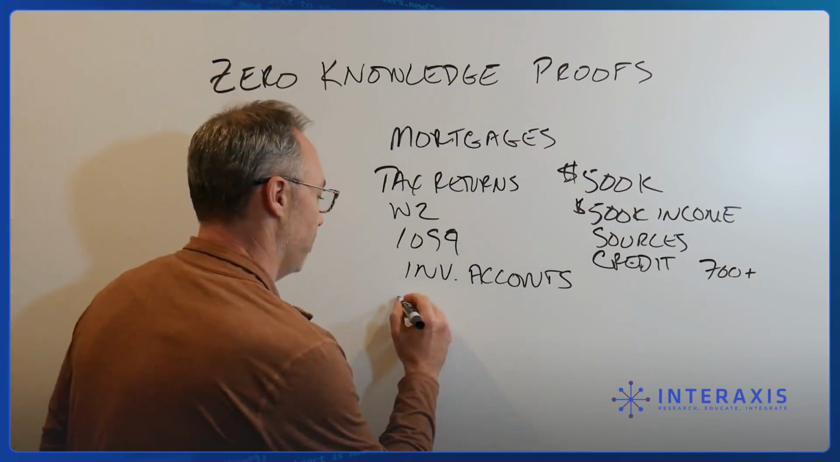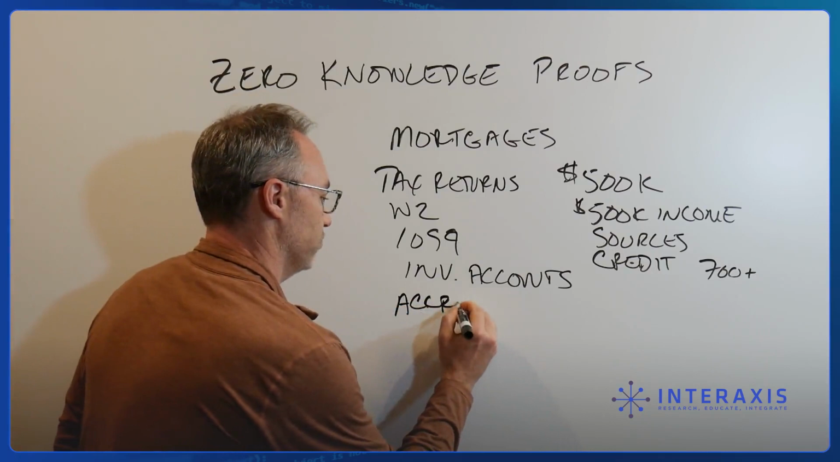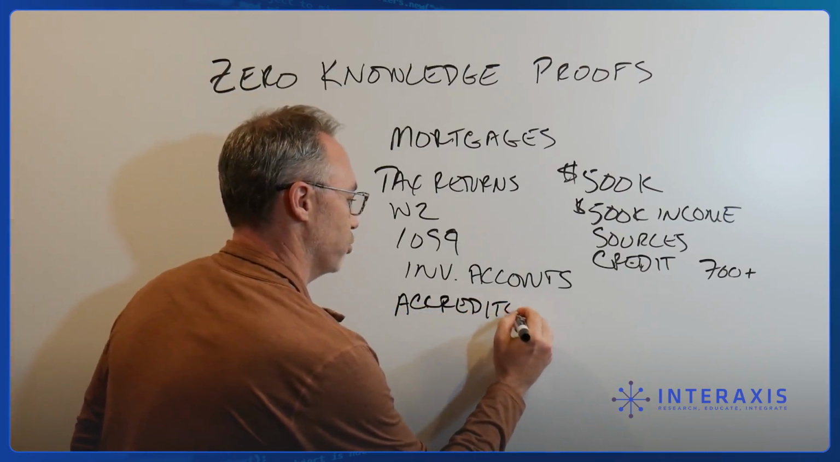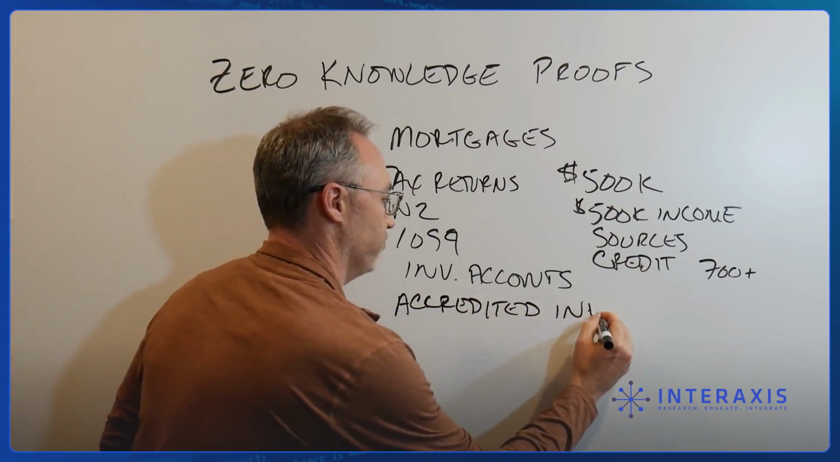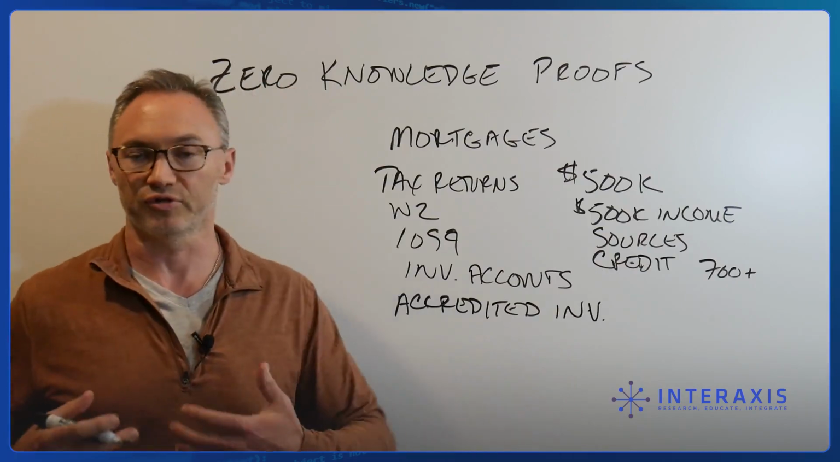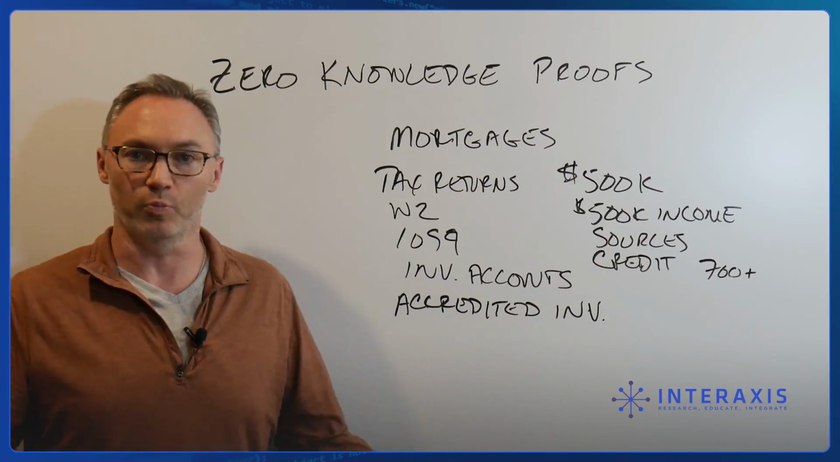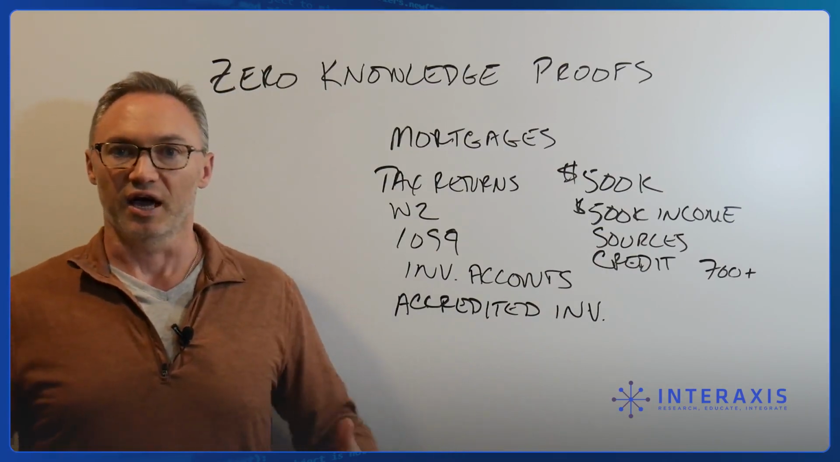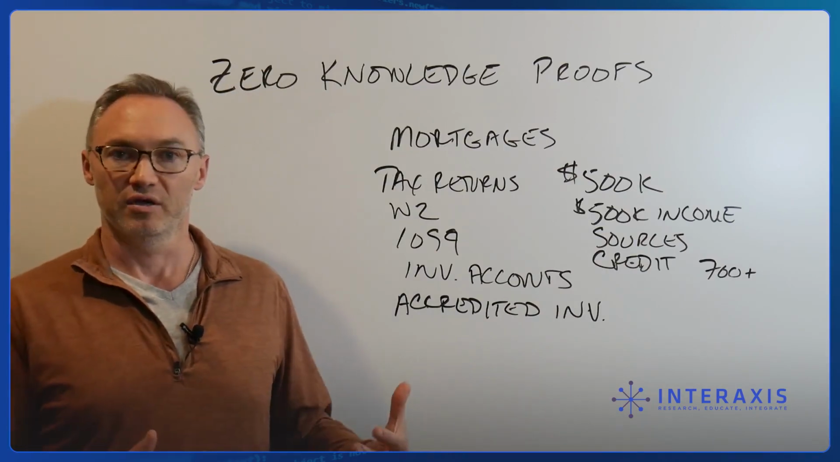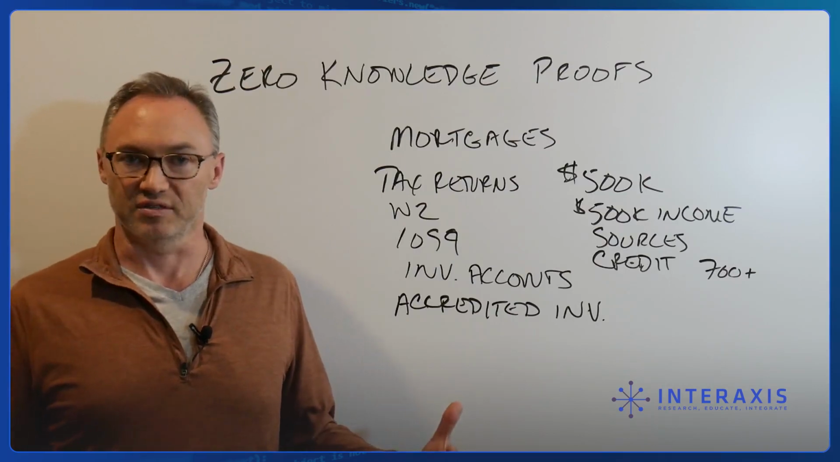Another place we see it, obviously, in the financial world is the accredited investor rules, right? If I want to invest in certain alternative investments or certain investments that are Reg D offerings or something that are only open to accredited investors, I have to give all this information proving that I'm worthy to invest in this.